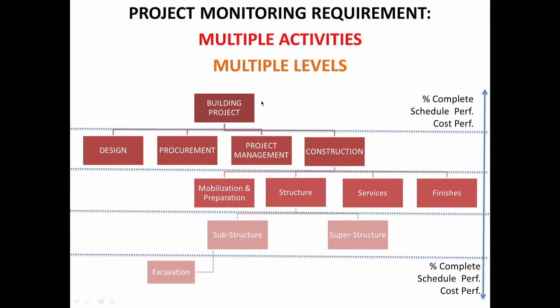I would really like to estimate the percentage complete of the entire project at my monitoring phase. I would like to know the schedule performance of the project, and the cost performance of the project. This would be at the highest level of the project, but similarly at each package. Here you have my WBS, and at each level of the WBS I would like to estimate these parameters, and that is really the monitoring cycle. So I'll be able to estimate, for example, the excavation at the substructure level, and calculate all of these parameters.